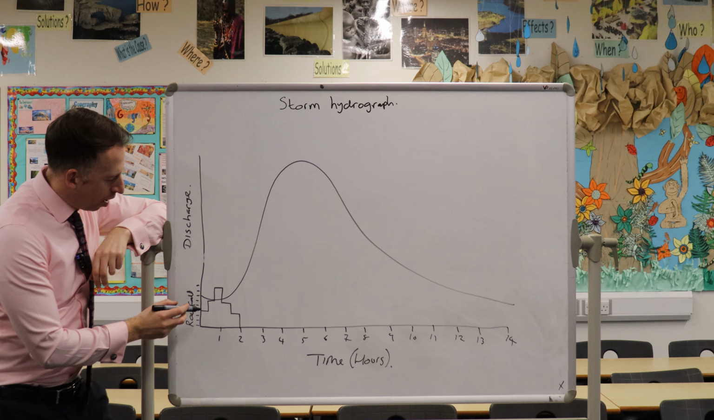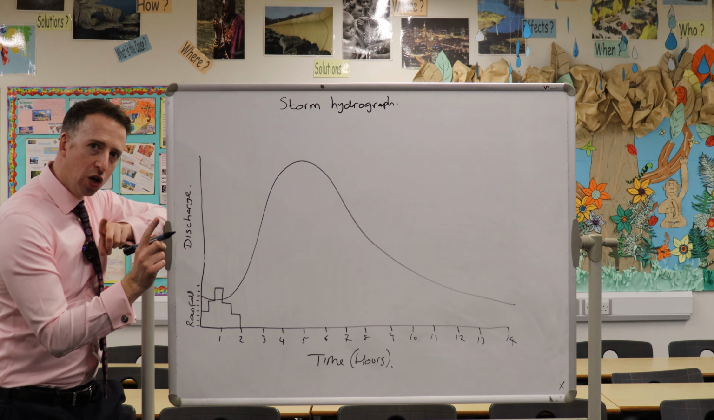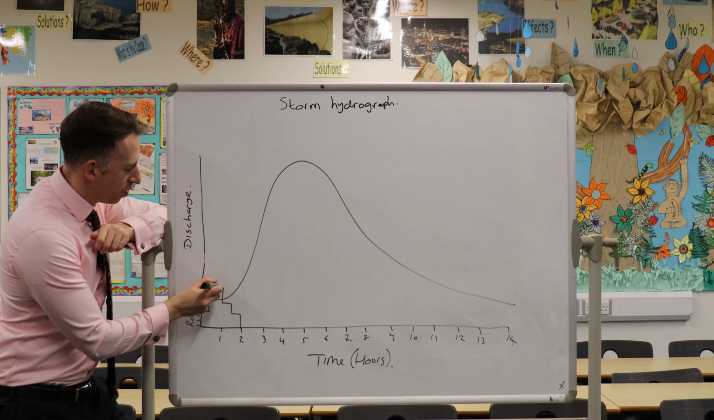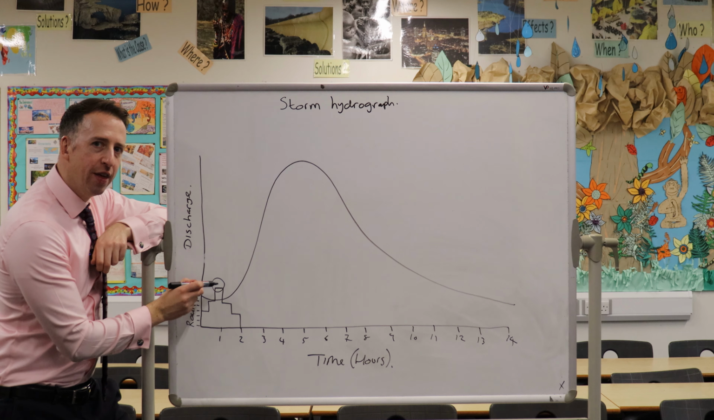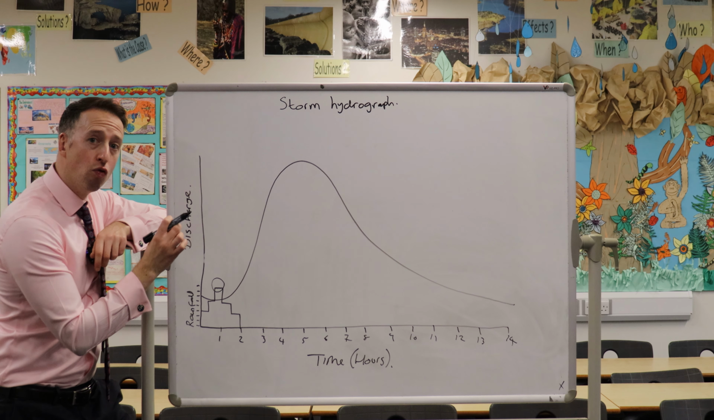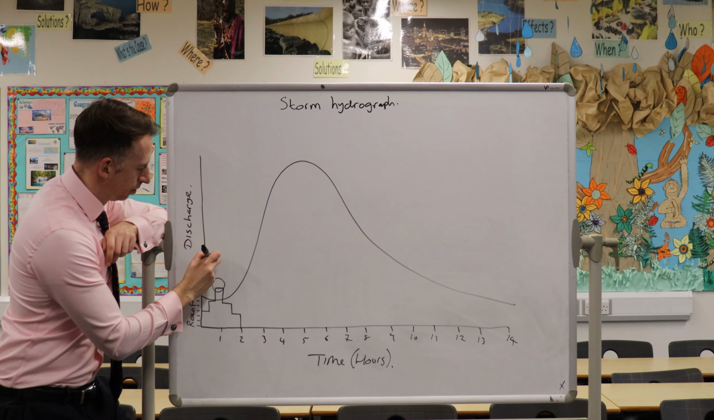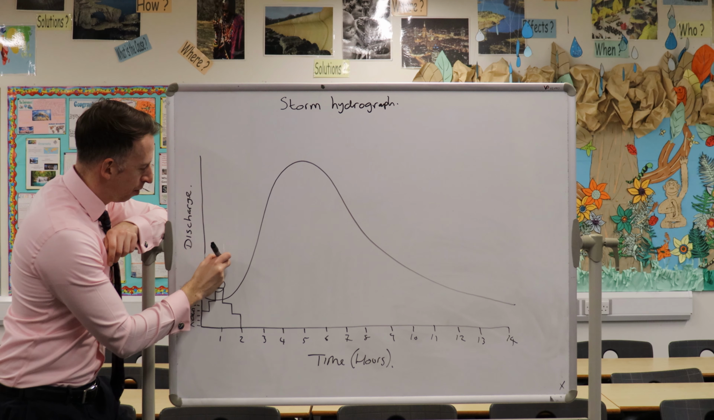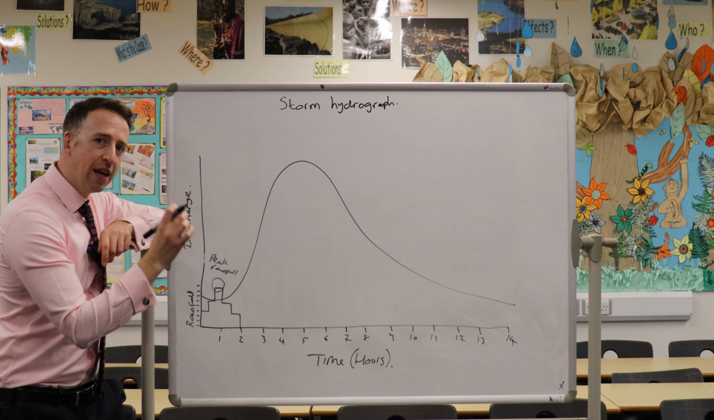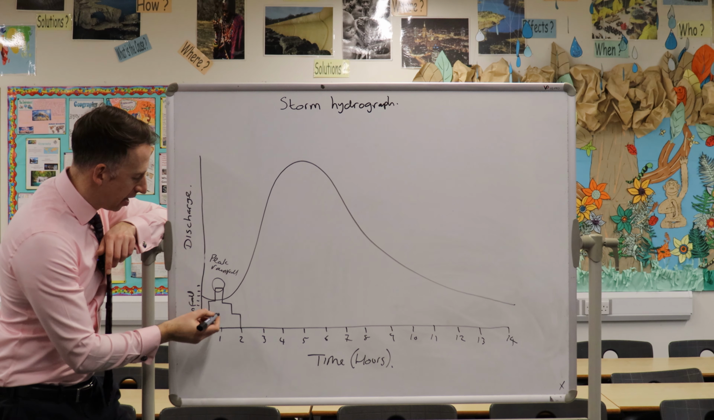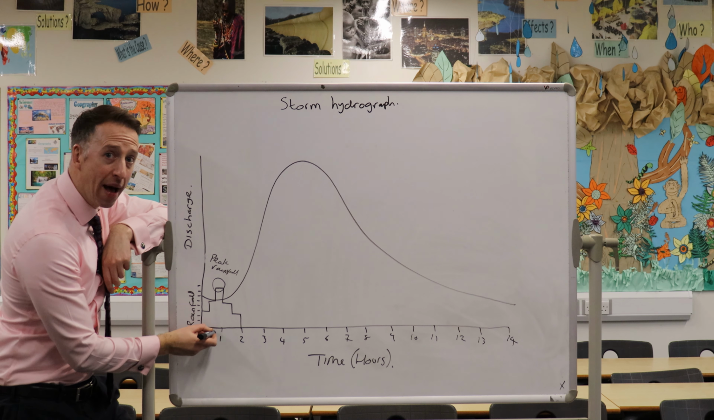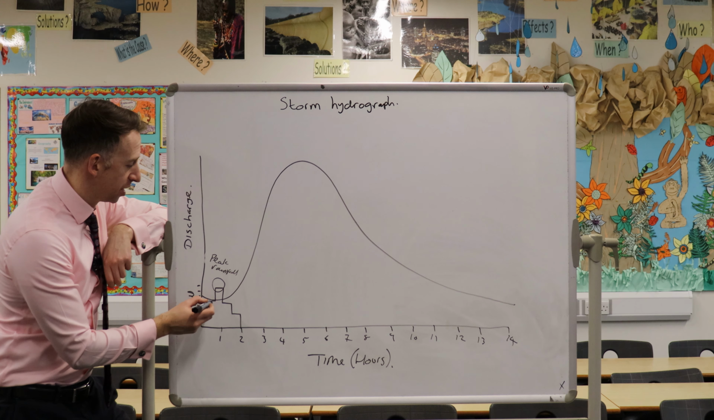So, 2 points to highlight on this. So this point right here at the top of this bar graph, this shows peak rainfall. Peak rainfall. Now this is the point within the storm that the rainfall was at its greatest. And you can see it was probably just after 1 hour after the storm started.